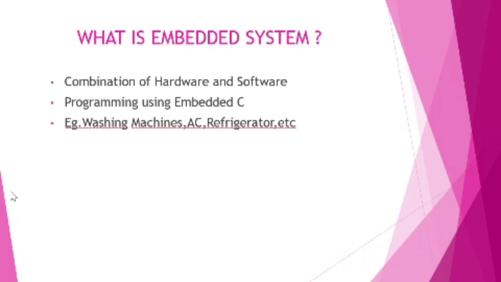What is an embedded system? It is a combination of hardware and software programming using embedded C. Examples of embedded system machines are washing machines, AC, refrigerator, etc.